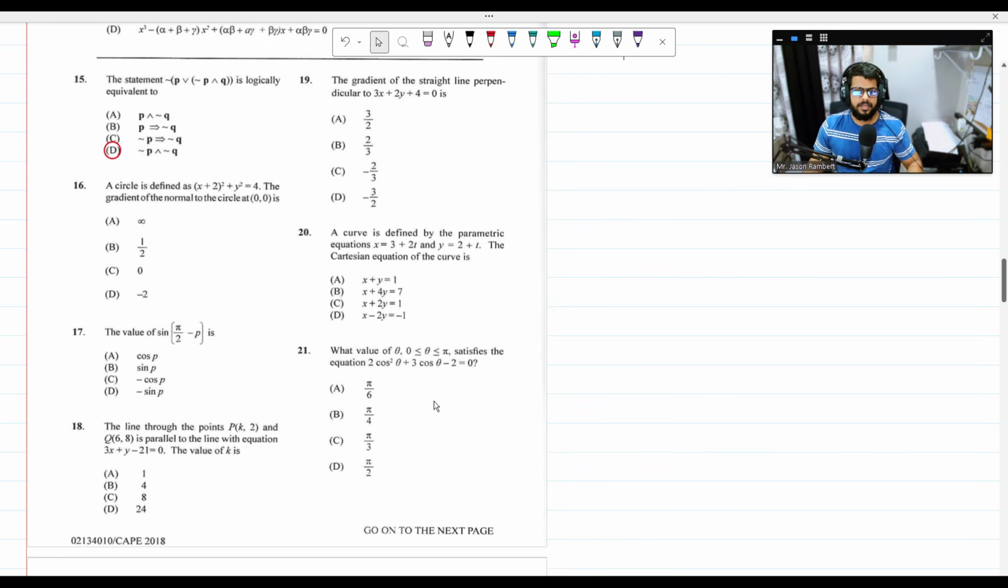A circle is defined as this and that. The gradient of the normal to the circle at (0, 0) is... Alright, so this one is not as difficult as you might think it's going to be. You might want to go through implicit differentiation and rearrange, and nothing wrong with that. That is actually a good suggestion.